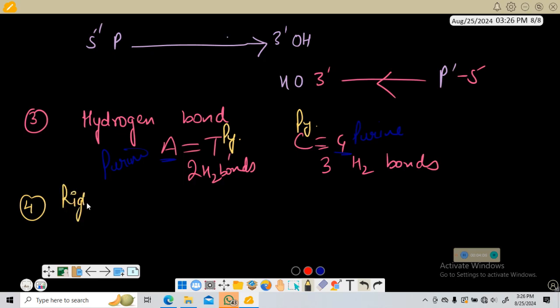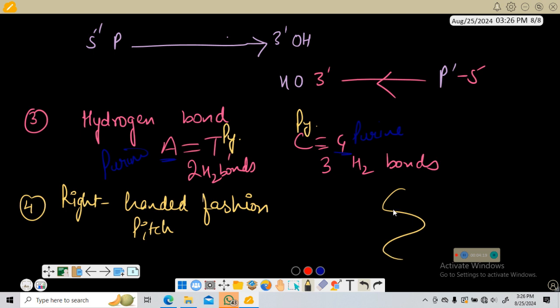Okay, then next, right-handed fashion. The two chains are coiled in a right-handed fashion, and coming to the pitch of the helix, if I say this is a DNA, the pitch of the helix is 3.4 nanometer. So this is 3.4 nanometer. Nanometer means 10 raised to the power minus 9 meter.